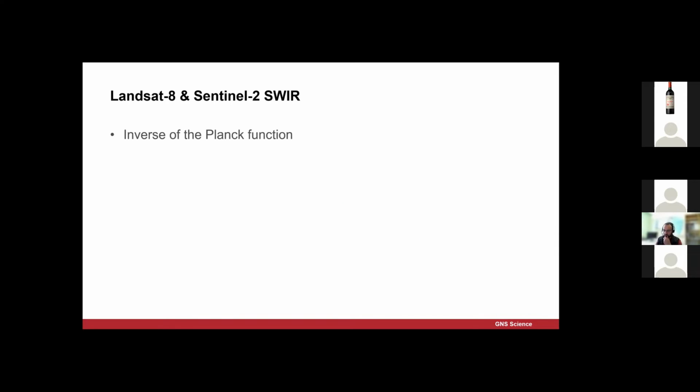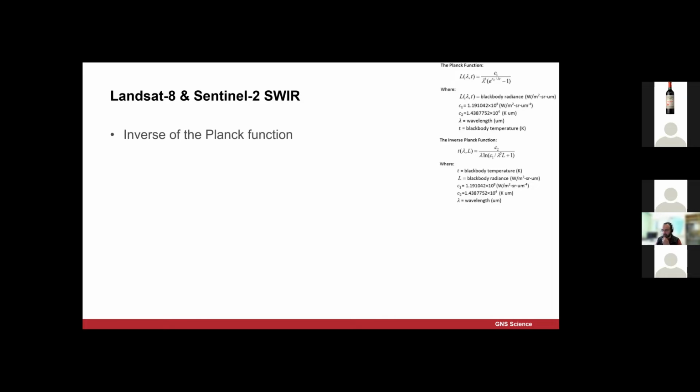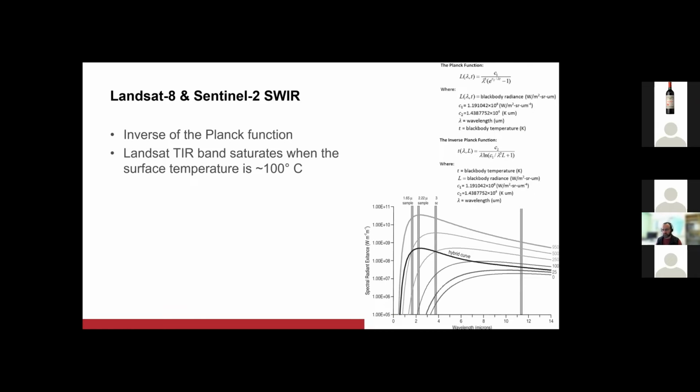So we know the inverse of the Planck function and how it works; I am not going into that detail. The Landsat TIR band saturates when the surface temperature is around 95, 96 degrees Celsius. And if the temperature is beyond that, the pixel saturates and it does not give you an accurate reading. We know that in the case of high temperatures, we'll have to rely on shortwave infrared and middle wavelength infrared bands.